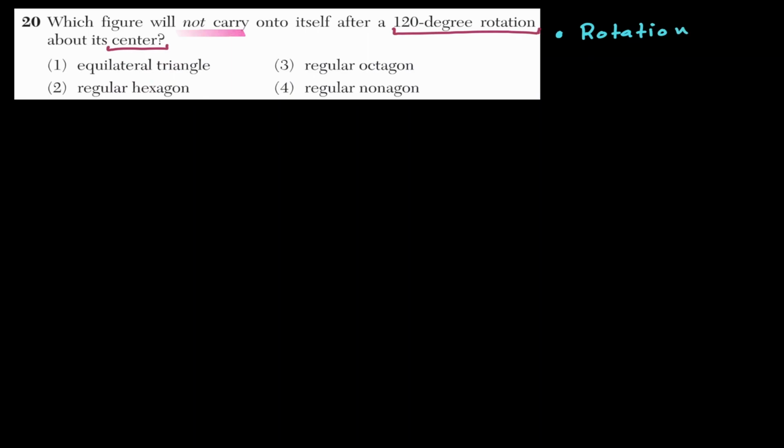In question 20, we want to figure out which of the following figures will not carry into itself after a rotation of 120 degrees about its center. The first thing that I notice is that when I take a look at all the options that we are given, they are all regular figures. And regular figures have rotational symmetry. It is 360 divided by the number of sides that we have in the figure.